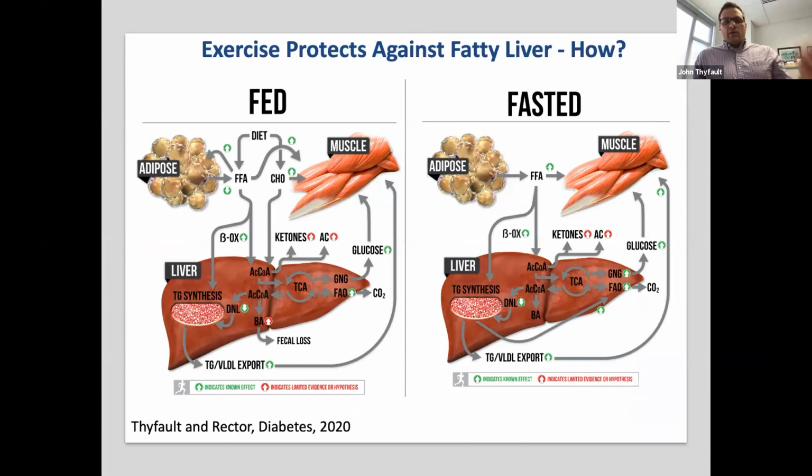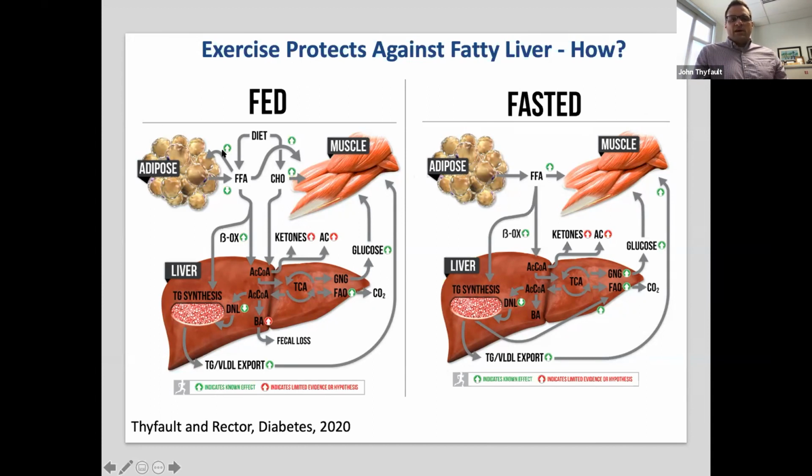Recently, Scott Rector and I wrote a review for diabetes on all the different ways in which we think exercise protects the liver from excess fat storage. And you can see all these pathways here. The green indicates known effects. The red indicates limited evidence or hypothesis. And we did it in both a fed and a fasted condition because there's different things going on in the two different conditions which we think impact liver fat storage.